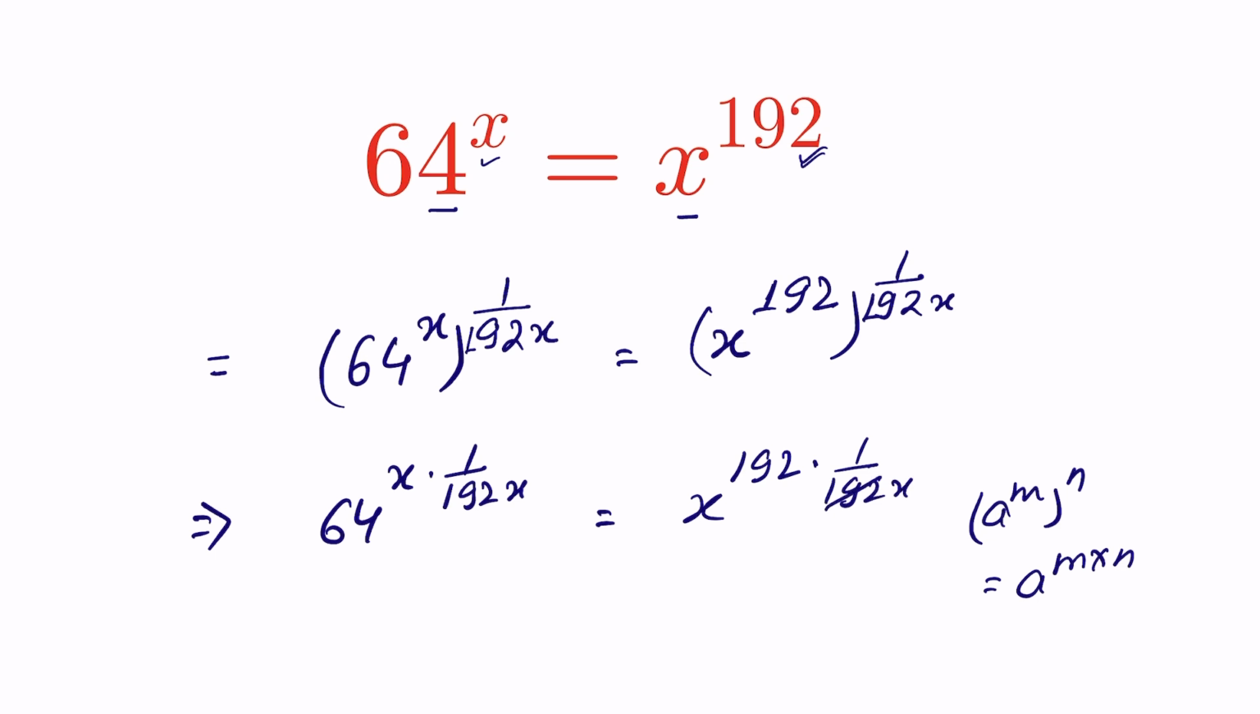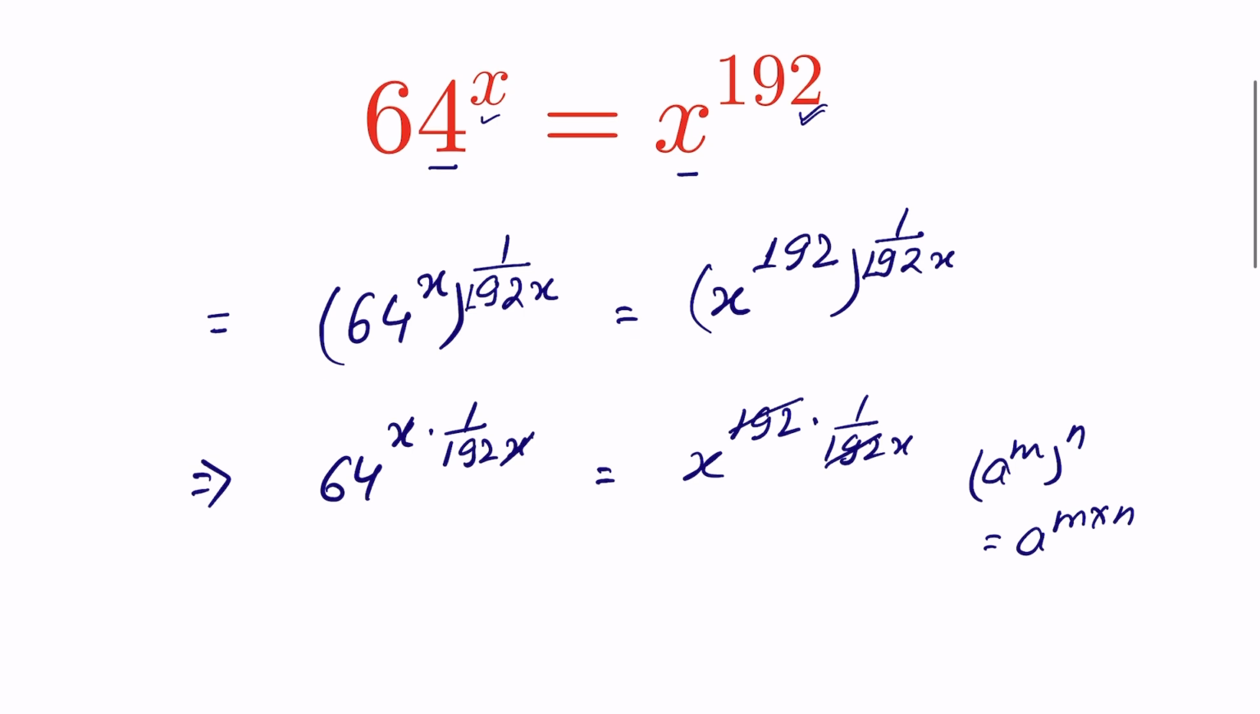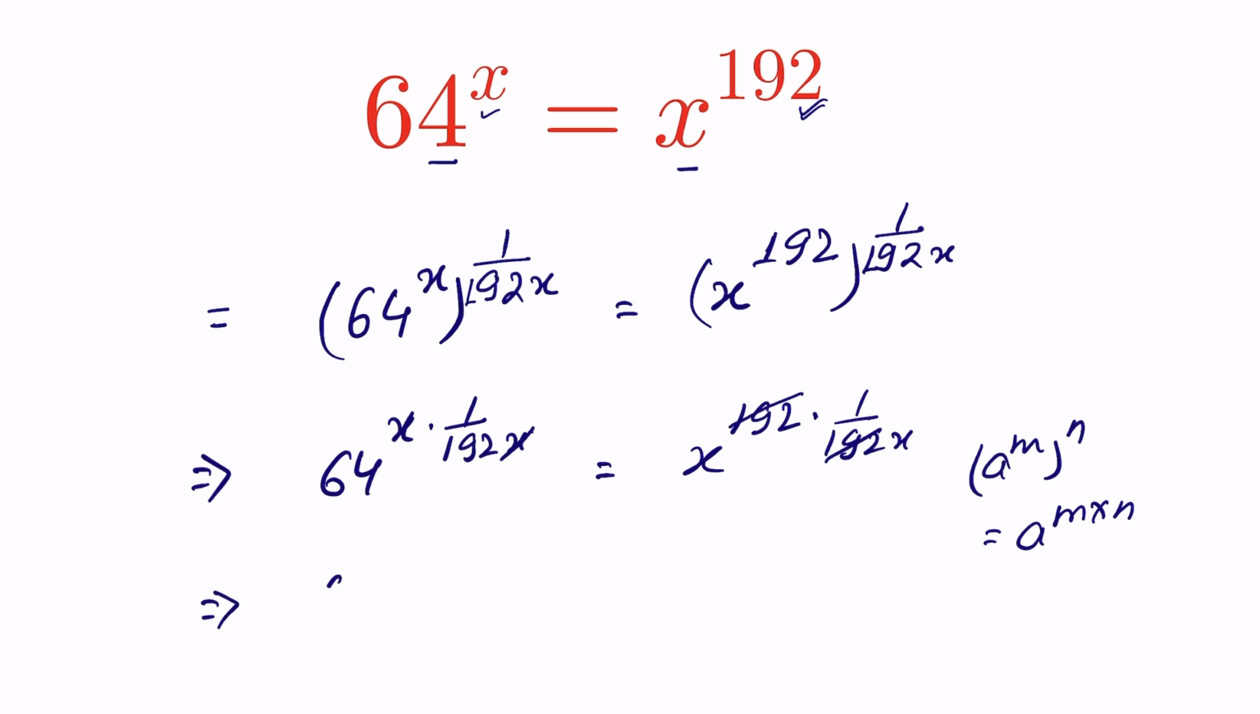Now this 192 gets cancelled, and here x and x gets cancelled. Now we have 64 to the power x, this x and x gets cancelled. So 64 to the power of 1 upon 192 is equal to x to the power of 1 upon x.